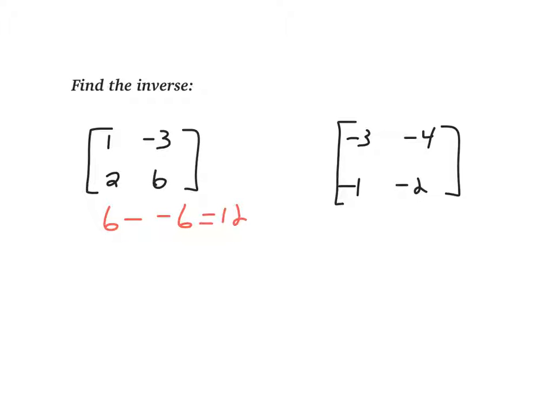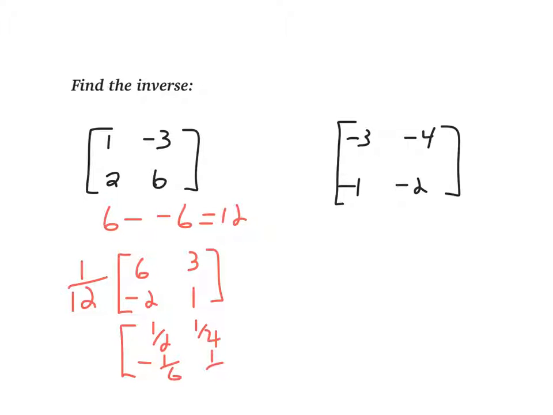Now watch this step right here. You do the reciprocal of your determinant. It goes in the front as a scalar. You switch places with your first and fourth number, and you change the signs on the other two. And then you can distribute the 1/12 through there, and you get 1/2, 3/12, which is 1/4, negative 2/12 would be negative 1/6, and then 1/12.